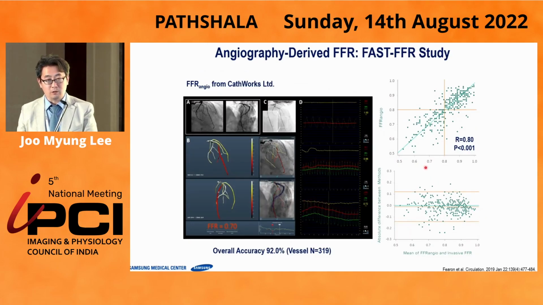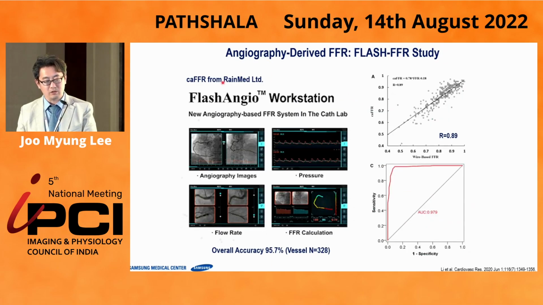And there is another platform. The CASWorks made FFRangio, which is simpler than MEDIS QFR, also showed excellent accuracy. And the Chinese company RayMed also launched the CAE FFR, and this is also a very convenient system using patient-specific aortic pressure in this console, and the overall accuracy is 96%.